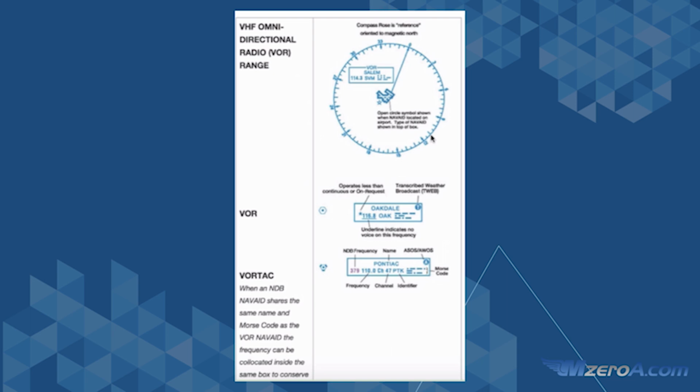Some VORs are located on airports. Others are set off away from airports. We're going to be learning more about VORs and navigating to VORs in a future lesson, but this is just to introduce them, how they appear on the sectional chart.